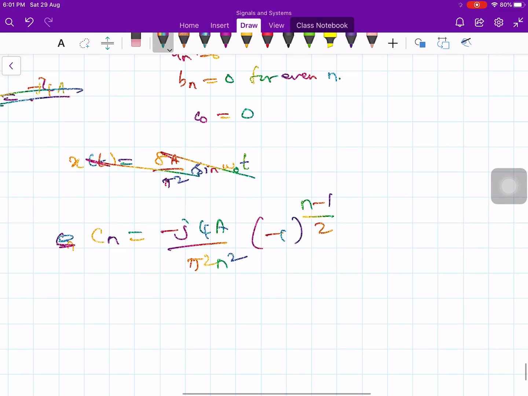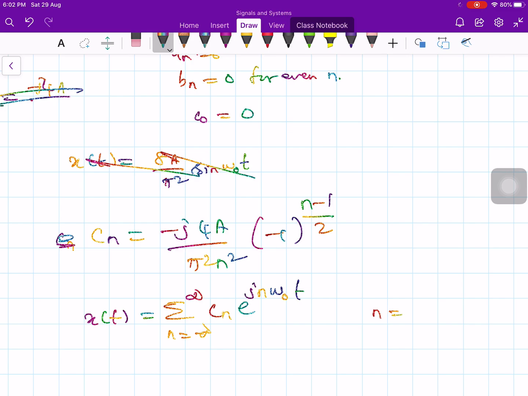Now what is x of t? X of t is equal to the sum from n is equal to minus infinity to plus infinity, Cn e to the plus jn omega naught t. Now let us consider n equal to minus 1 and minus 3. Here we assumed n takes only odd values. Here let us consider only minus 3 and minus 1, plus 1 and plus 3 in this expression.